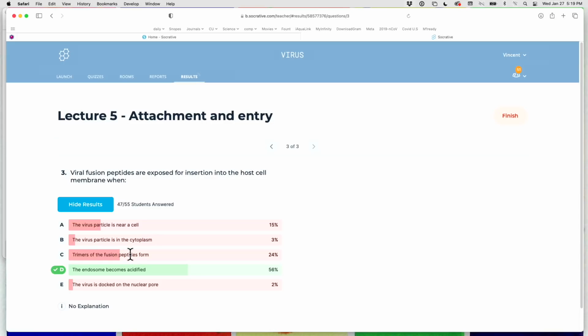Trimers form. Well, the virus particle always has a trimer, but the spike is usually hidden. The fusion peptide is usually hidden at the base of the trimer. So the trimer formation is not enough. Even though I showed you single proteins doing some of those reactions, it actually occurs as a trimer. And docking on the nuclear pore would also be too late.